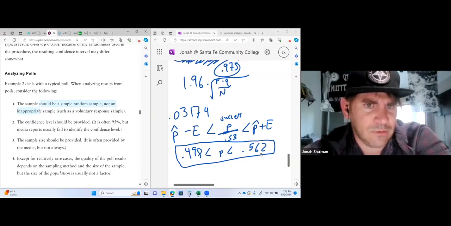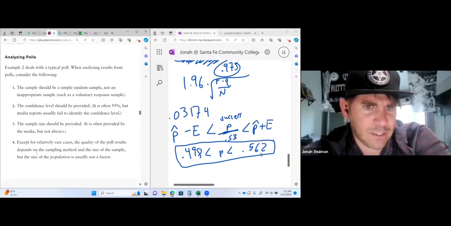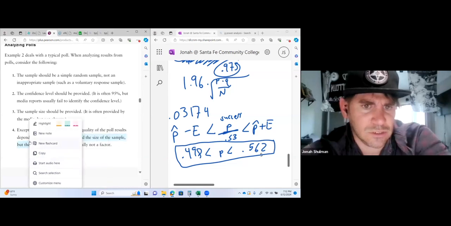So it should be a simple random sample. Confidence interval should be provided. The sample size should be provided. And except for rare cases, the quality of the poll results depends on the sampling method and the sample size, but the size of the population is usually not a factor.